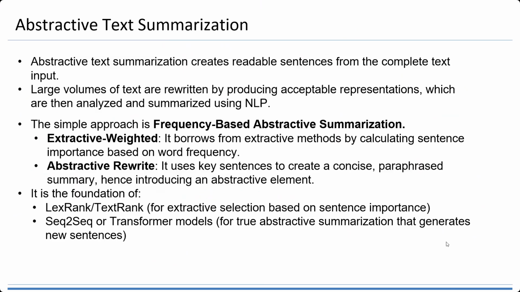The other algorithm we want to look at is abstractive text summarization. Abstractive text summarization creates readable sentences from the complete text input. Large volumes of text are rewritten by producing an acceptable representation. For an acceptable representation, we want to look at the proper words that are good based on the analysis and the summarization with NLP.